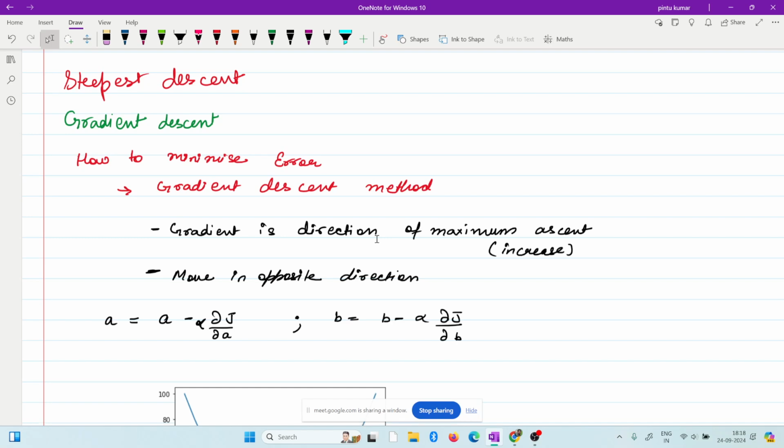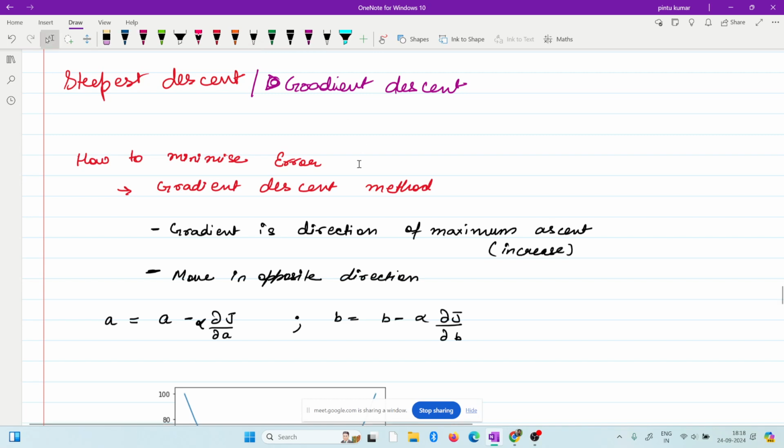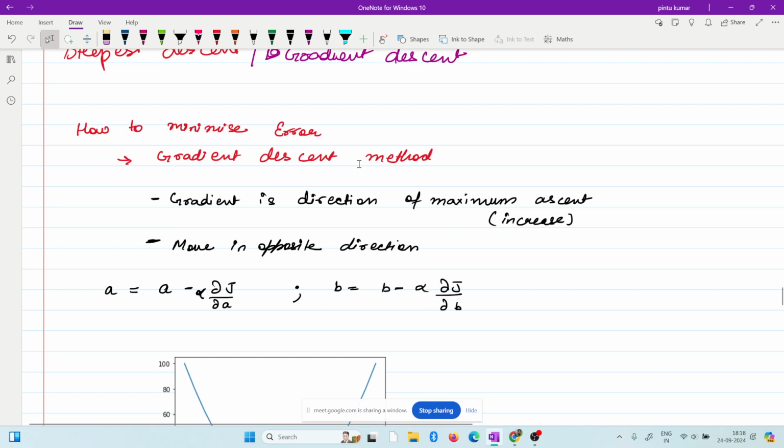Okay. So steepest descent or gradient descent is the same method with two different names. You can either call it steepest descent or you can call it gradient descent. Gradient descent I think is the more common name across the machine learning community, and steepest descent is hence a less used nomenclature. Okay. So the idea is very simple.